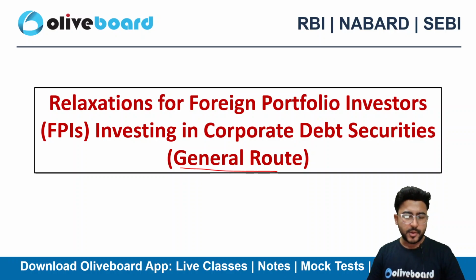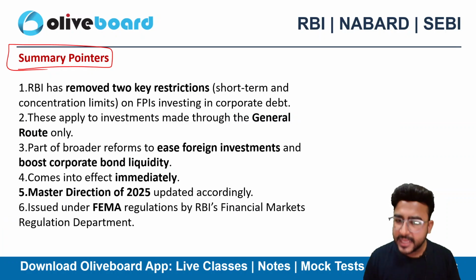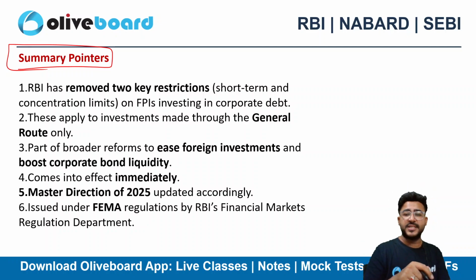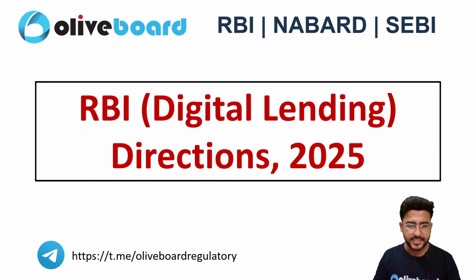Then we talked about foreign portfolio investors. There were some limits on short term investment and concentration limits, which are no longer there. Do let me know in the comment section what the limit was, what was the percentage, what was the concentration limit, right? How much was the concentration limit and how much was the limit for short term? Do let me know in the comment section as well.